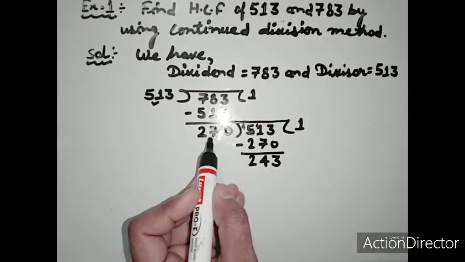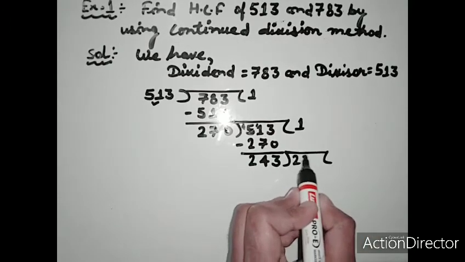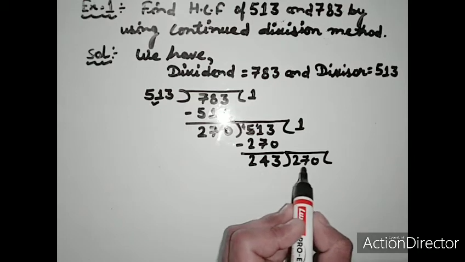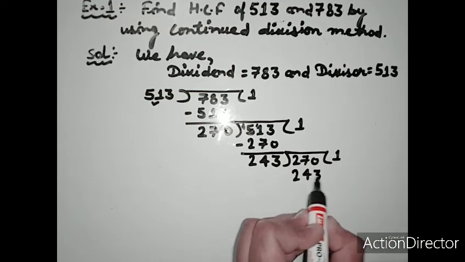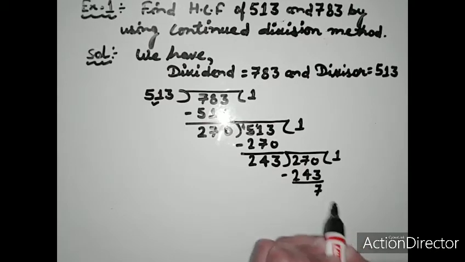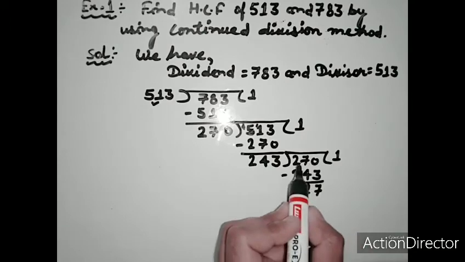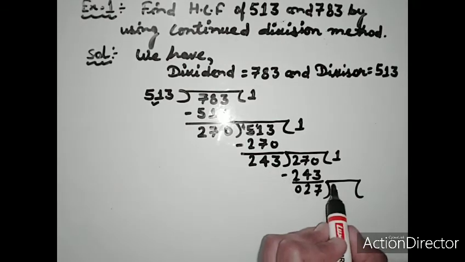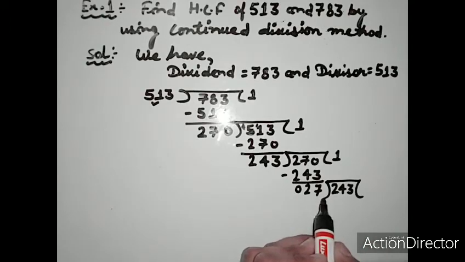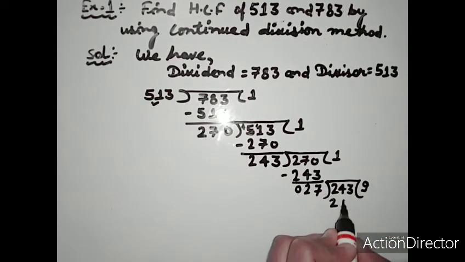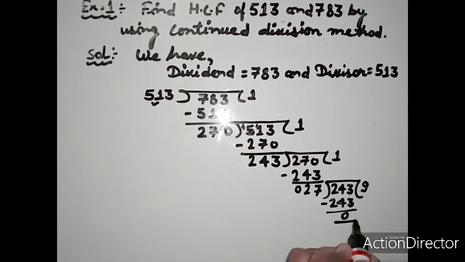Now again we take 270 as dividend here and this remainder 243 as divisor. Now 243 divides 270 one time. So here we write 243. Now we take one borrow from here. So 10 minus 3 is 7, 6 minus 4 is 2, and 2 minus 2 is 0. Now we follow the same process. Here we take 243 as dividend and this remainder 27 as divisor. Now 27 divides 243 9 times. 27 9s are 243. So here we get 0.